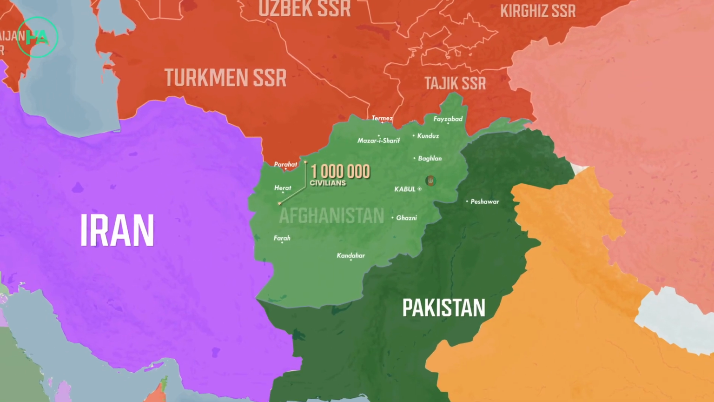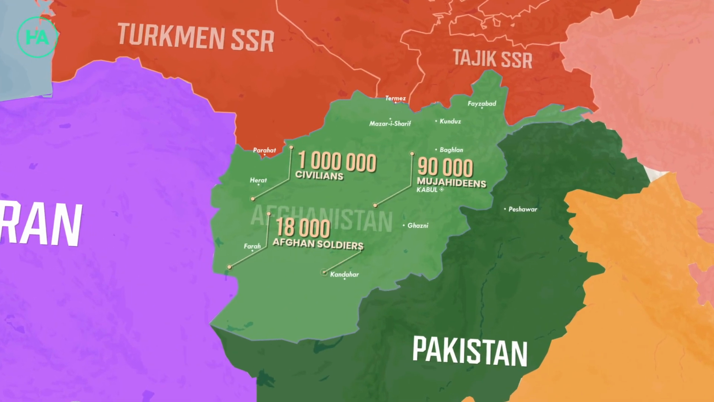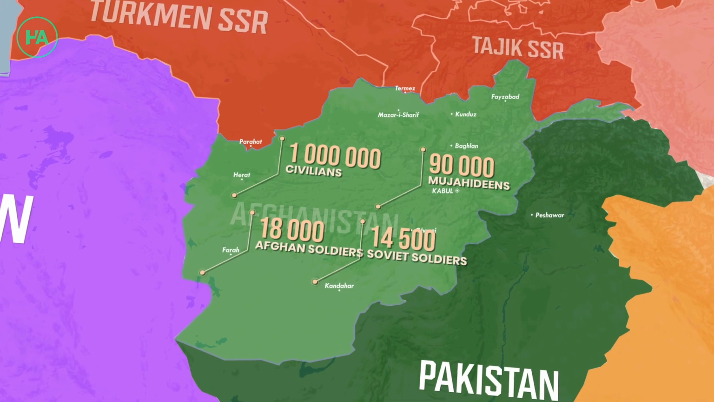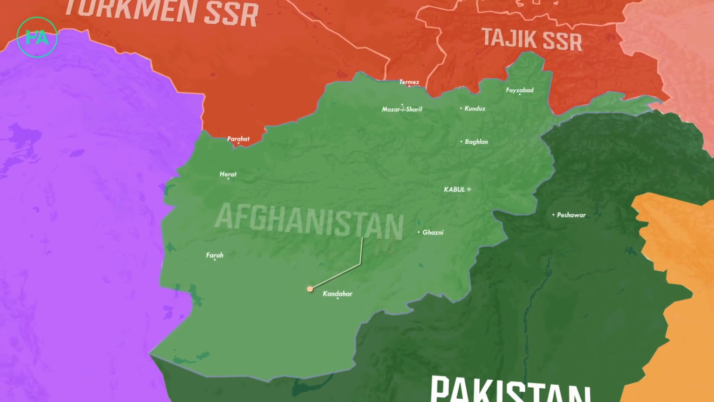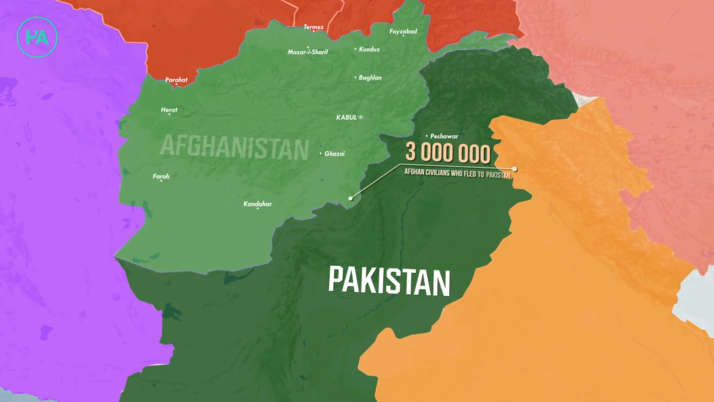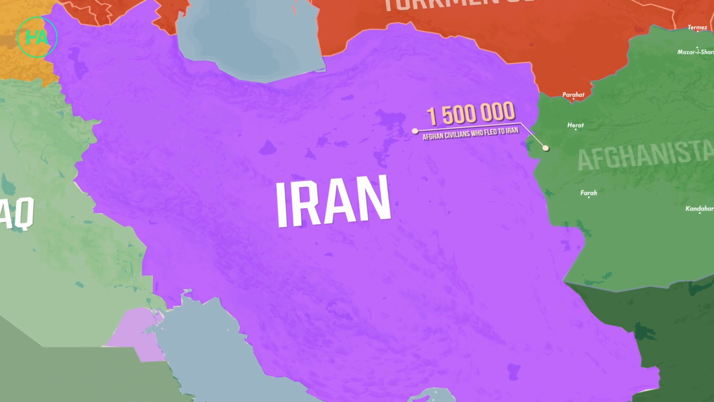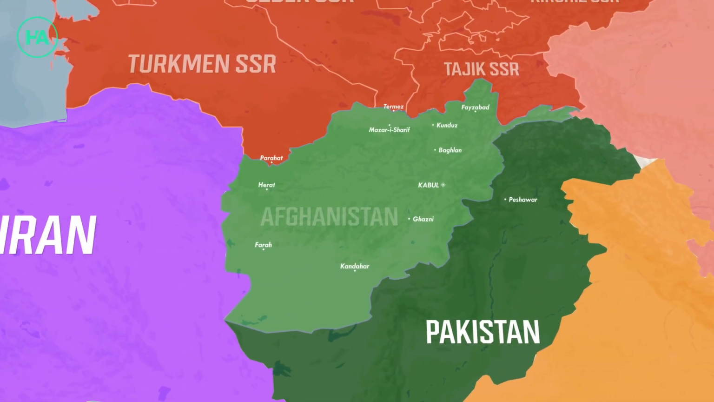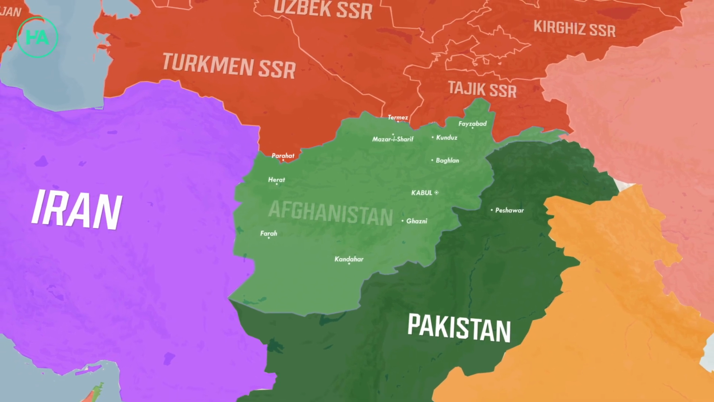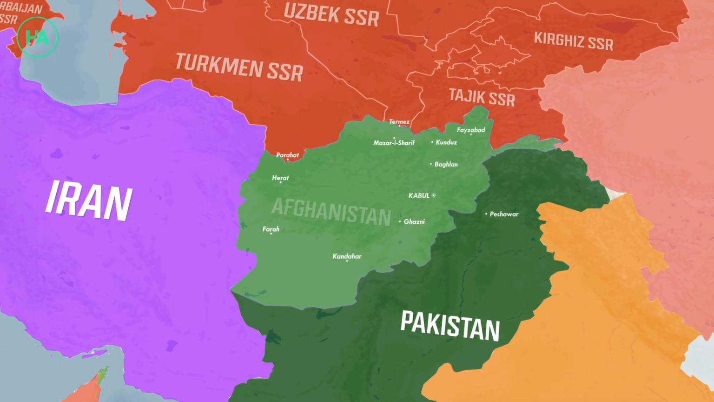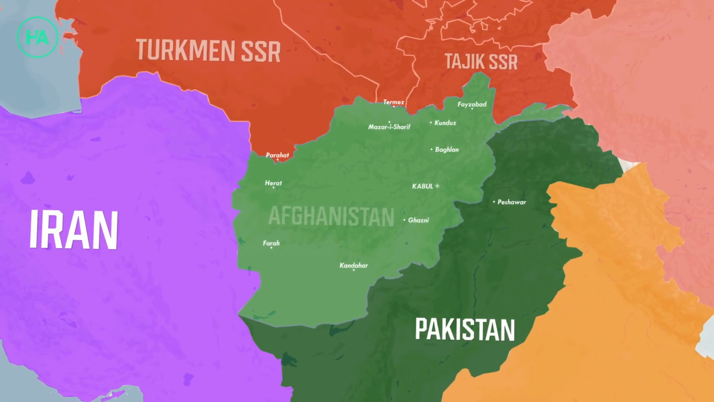About 1 million civilians, as well as 90,000 Mujahideen, 18,000 Afghan soldiers, and 14,500 Soviet soldiers were killed in the brutal 9-year conflict. In 1982, about 3 million Afghans fled to Pakistan, and another 1.5 million fled to Iran, fearing the dangers of war. The war in Afghanistan has lasting effects to this day, as we are seeing the country once again deal with the wounds of the troubled past. Hopefully one day the citizens of Afghanistan will have a country free from the far cry of war.